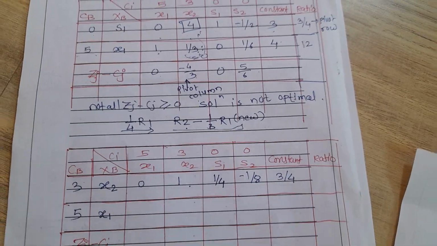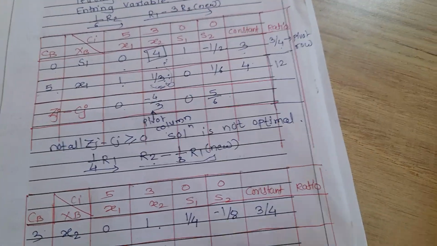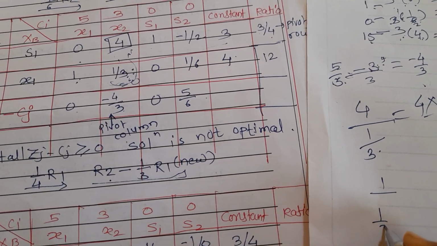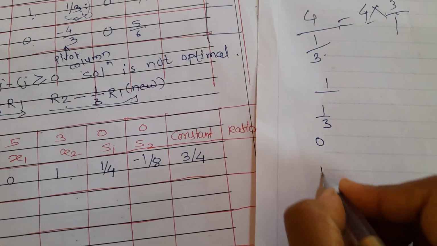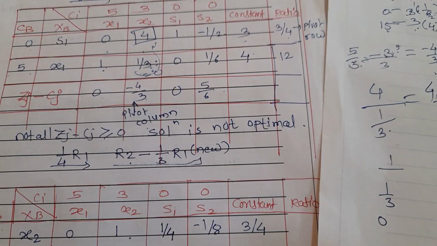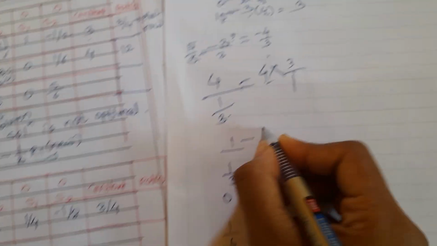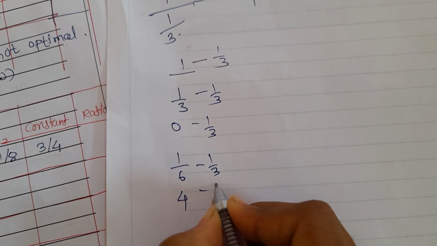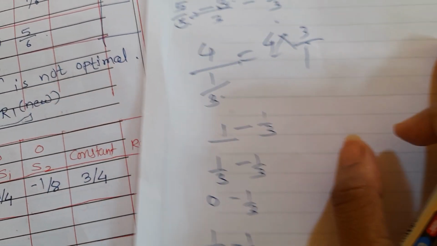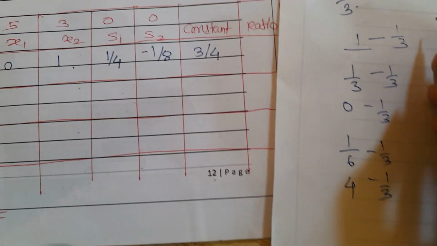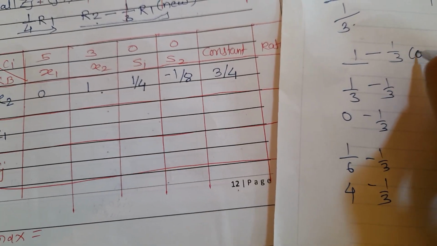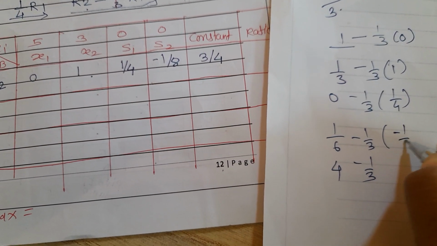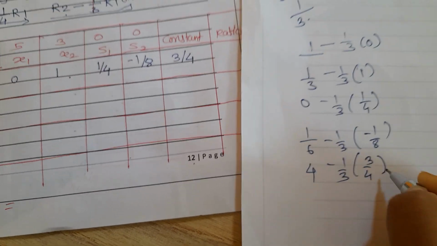Okay. Then first write all the old elements of R2. What are those elements? 1, then 1 by 3, then 0, then 1 by 6, and then 4. Minus 1 by 3 times the new R1. Now write the new R1: 0, 1, 1 by 4, minus 1 by 8, and 3 upon 4.